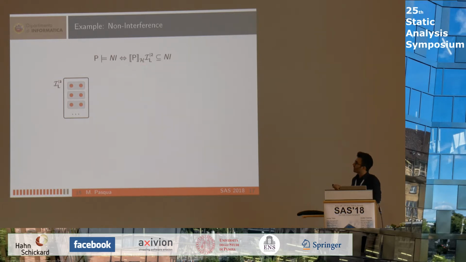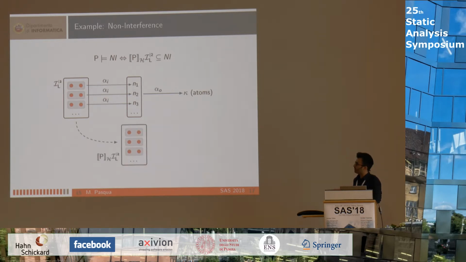Supposing for simplicity that we have only one low variable, this set agrees on low variables. So here for the low variable, we have only one value. With constant propagation, we have this set pointing to a given constant, and this one pointing to another constant. And then we can make hyper level constants and say that the input here is constant. So this set of memory is constant.